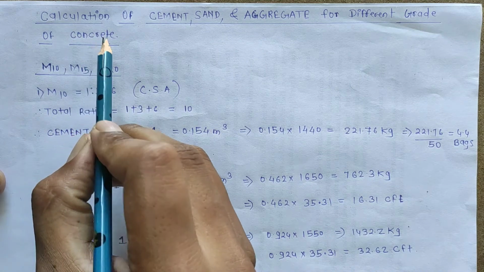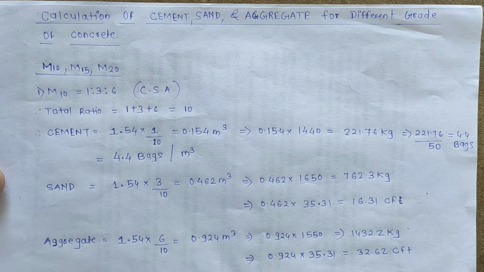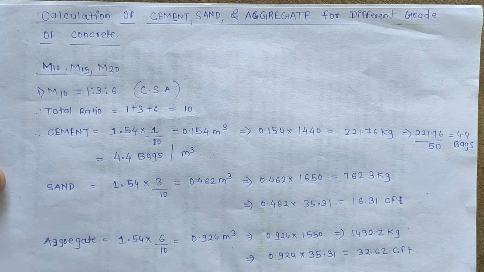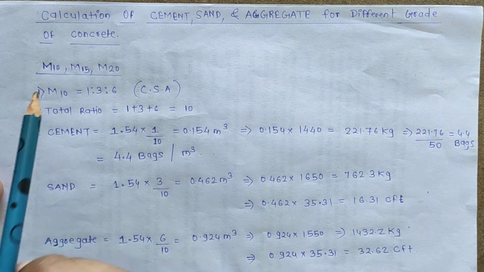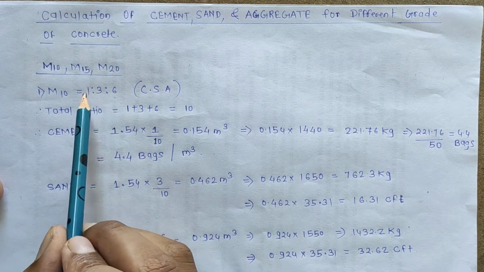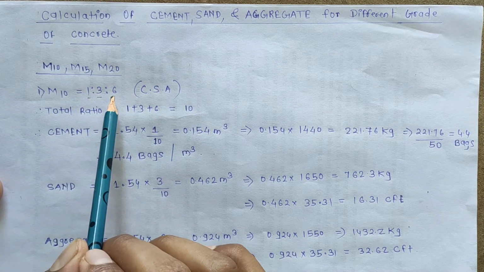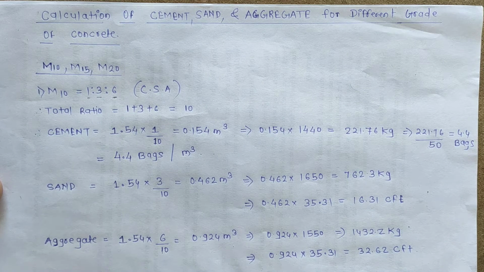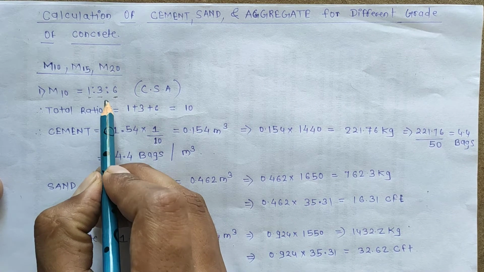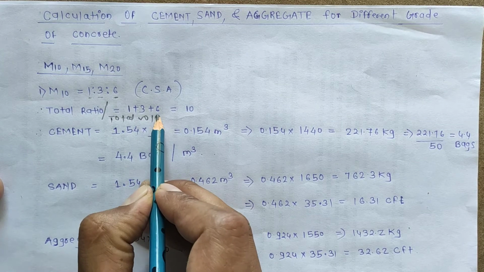So the topic for today is the calculation of cement, sand and aggregate for different grades of concrete. Let us take the common grades of concrete like M10, M15, M20. So we know that the ratio of M10 grade of concrete is 1:3:6, means 1 is the part of the cement, 3 is the part of the sand and 6 is the part of the aggregate. So the total ratio becomes 1 plus 3 plus 6 equals 10, or we can call it the total volume.